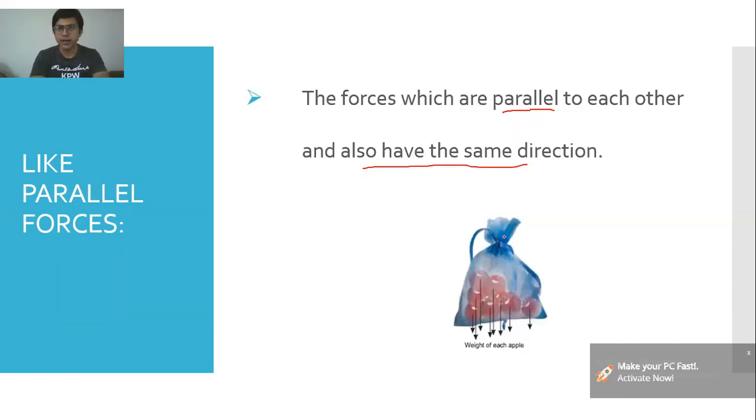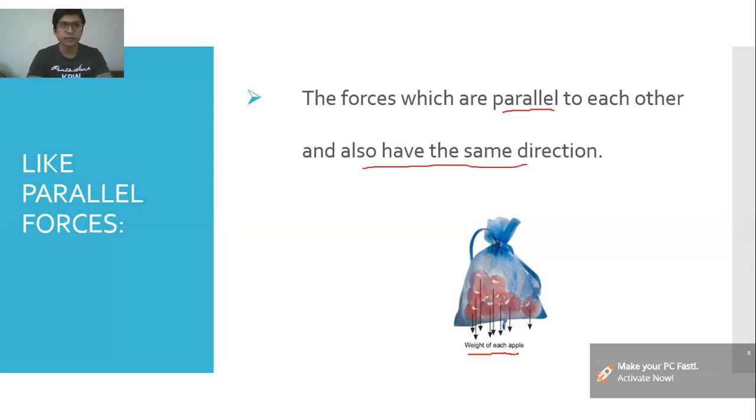Here is an example. For example, this is a shopper, and we have put some apples on it. As we know, weight is applied in the downward direction, and weight is a force, and force is a vector quantity. So all its direction is downward. So the weight of each apple gives like parallel forces, because all of these apples act with their weight in the downward direction, and they are also parallel. So this is one example of like parallel forces.